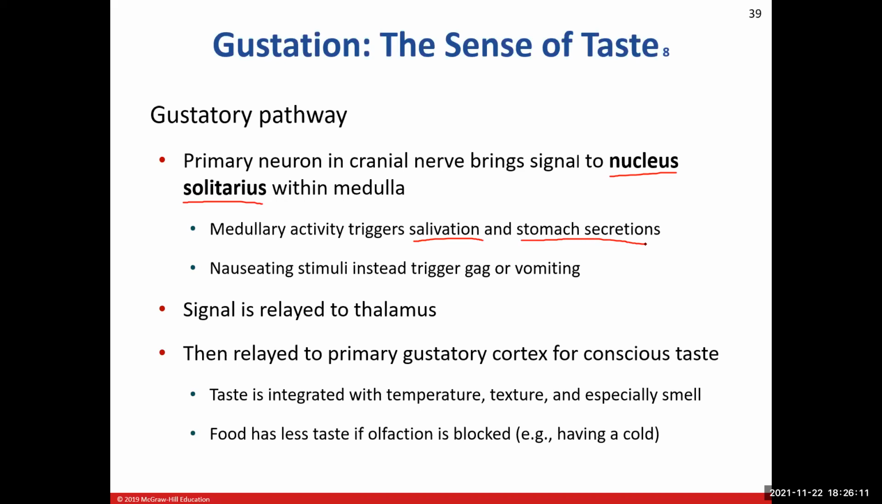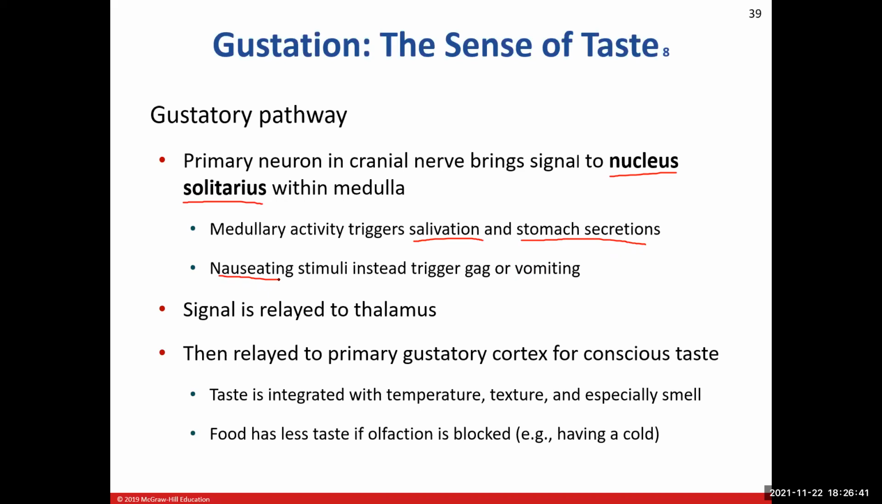Now, unfortunately, if you do taste something that you do not find pleasant, something that's nauseating, you can trigger the gag or vomiting reflex, right? And those reflex centers are also located in the brainstem there. So it's all close by. So the nucleus solitarius sends out neurons to these other areas.